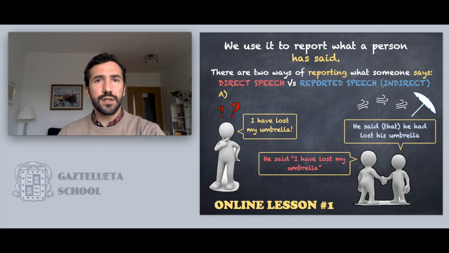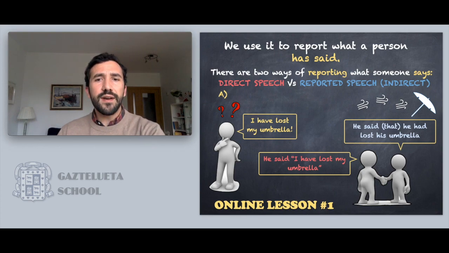There are two ways of reporting what someone says. The first one would be the direct speech, estilo directo. And the second one would be the reported speech, the one which we are already using in this lesson. What is direct speech? It would be if you exactly say what someone has said with the same words, no changes, okay? The reported speech is when you say what someone has said, but you make a few changes, to make the sentence understandable for the person who is listening to you.